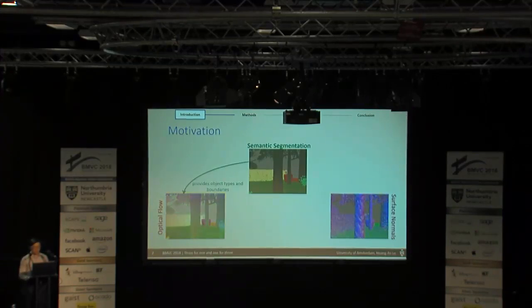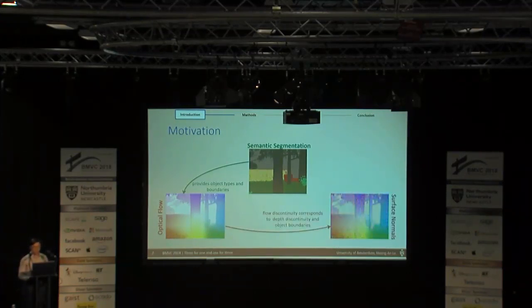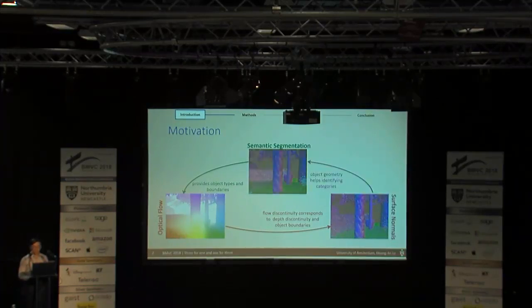Talking about optical flow, different objects can move differently. Thus, if we know the object types and boundary from semantic segmentation, we can predict more accurately the object flow and flow boundaries. In turn, flow discontinuity corresponds to depth discontinuity. So from optical flow, we can reason about scene geometry structure. This could help predict better surface normal. Surface normal provides geometry information. This information is particularly helpful to recognize object categories.